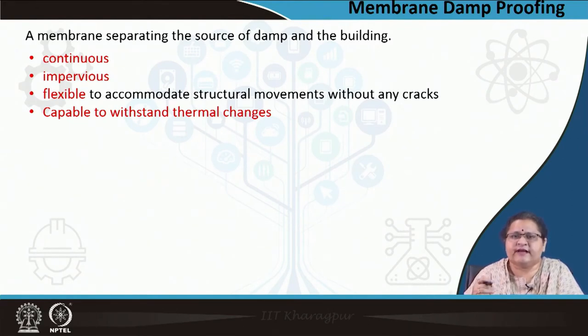So if there is a small gap, the moisture will pass. Hence, the first condition is the membrane should be continuous. It's very difficult to get continuous surfaces for long lengths. So there may be a joint required, and if you remember, we had understood laps in tiles. We have to plan for overlapping, sufficient overlapping, so that the moisture does not enter.